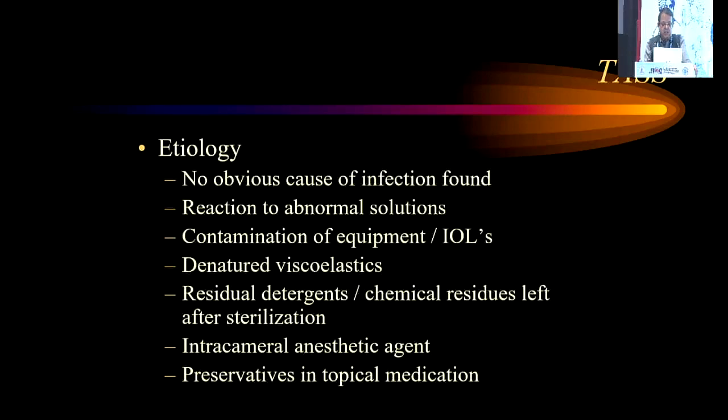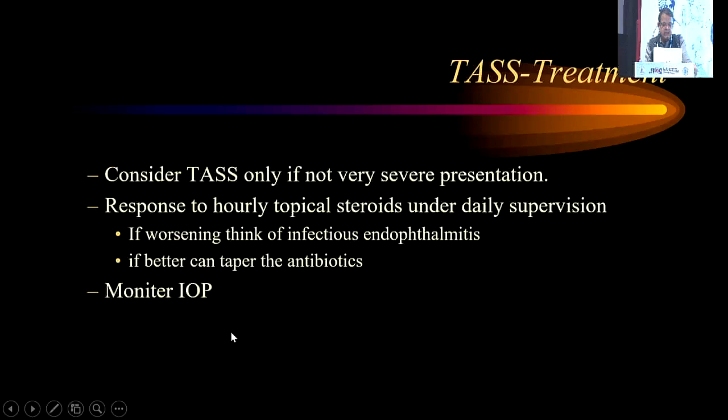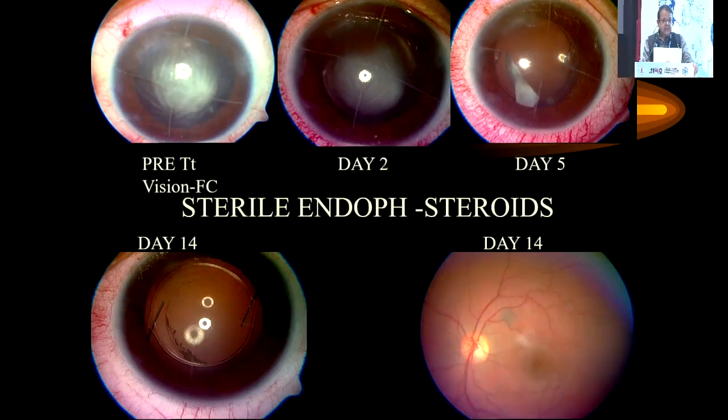We talked about intracameral moxifloxacin, which can be one of the causes. Viscoelastic reaction to abnormal solution, contamination of equipment with IOL, denatured viscoelastic, residual detergents. All these factors can lead to toxic anterior segment syndrome. Consider TAS if it is not a very severe presentation, and you start the patient on steroid, and if the patient responds, then you confirm the diagnosis.